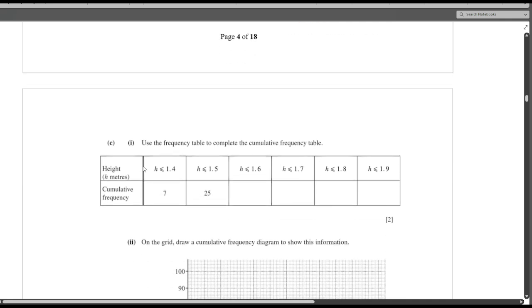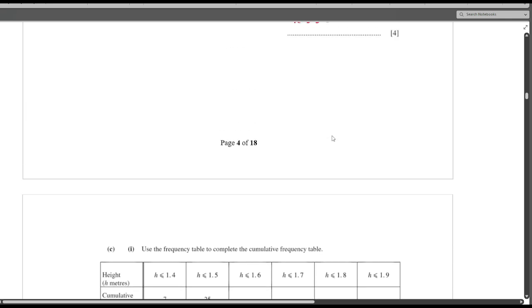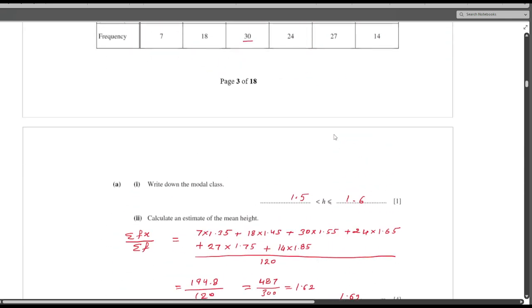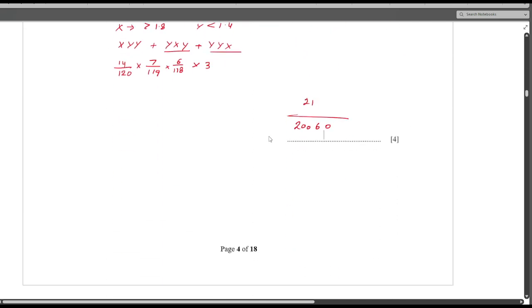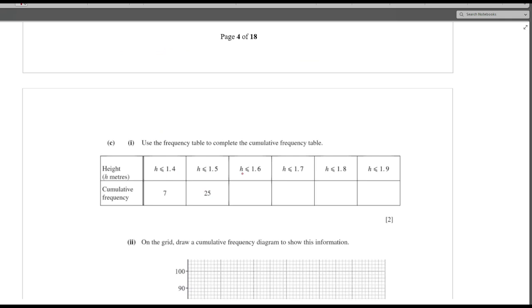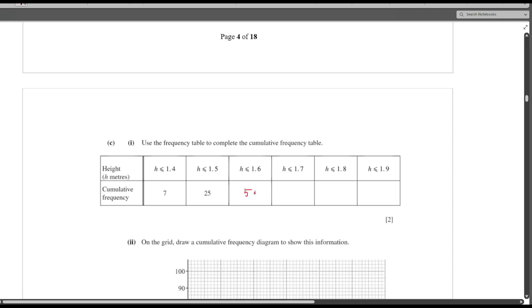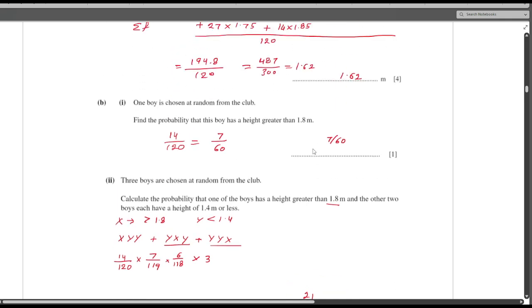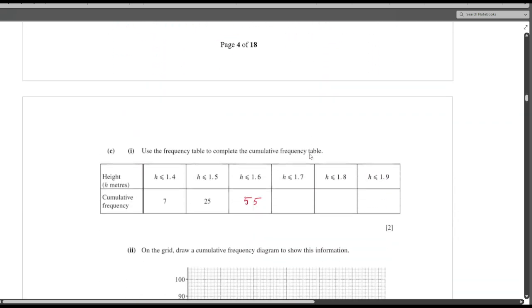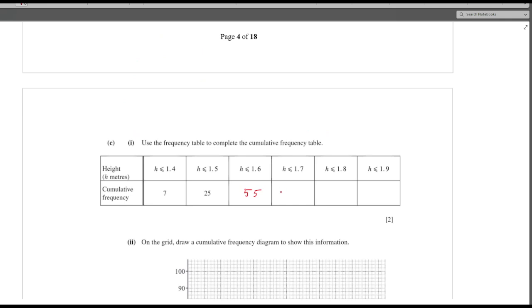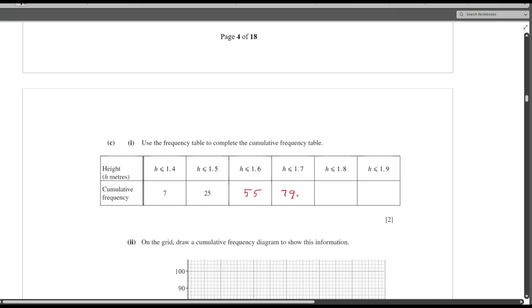Okay, now the C part. Use the frequency table to complete the cumulative frequency table. So less than 1.4 is 7, less than 1.5 is 25, less than 1.6. For 1.5 to 1.6, there are 30 such students, so I will add 30 to it. 25 plus 30 is 55. Then less than 1.7 means from 1.6 to 1.7, there are 24 such students, so we will add 24. So 55 plus 24 is 79.